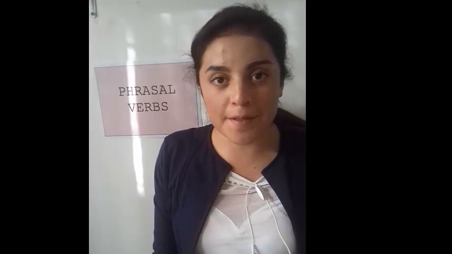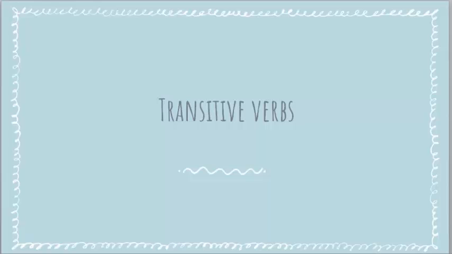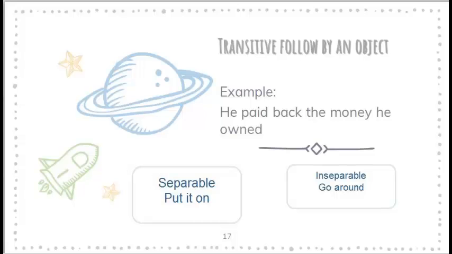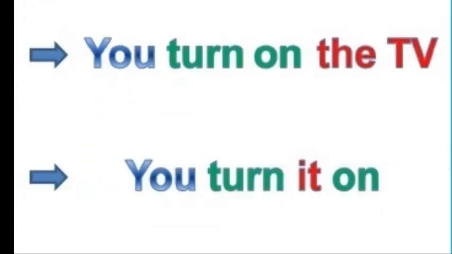The last question: how do we use phrasal verbs? Transitive verbs need an object to complete their meaning. Most transitive phrasal verbs are separable. This means that noun objects can come before or after the particle. Object pronouns come before the particle.